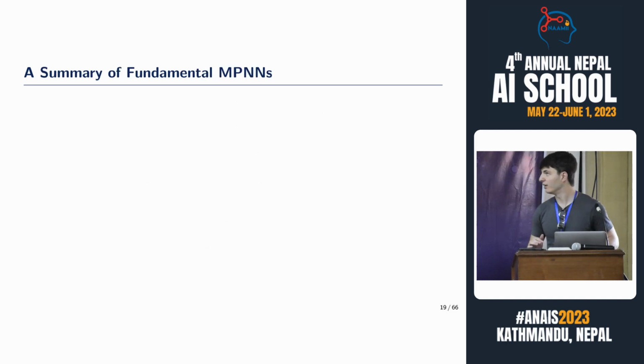Now, I want to recap most of the fundamental models and show you how they look in matrix form. Because in general, when you want to implement stuff on a computer, you're not working with the message passing form. You still can, but you work with the matrix form of these operations. So let's start with GCN.